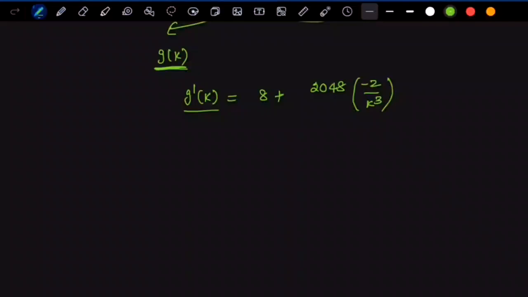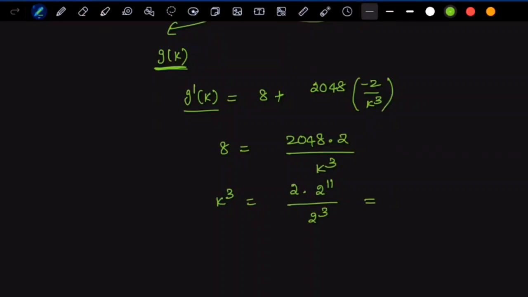So that will give you 8 is equal to 2048 multiplied by 2 multiplied by k cube. So k cube is equal to 2048, which is 2 to the power 11, times 2, divided by 8. That is 2 cube. So 2 to the power 12 upon 2 cube is 2 to the power 9. k cube is 2 to the power 9. So your k will be 2 cube, which is 8.